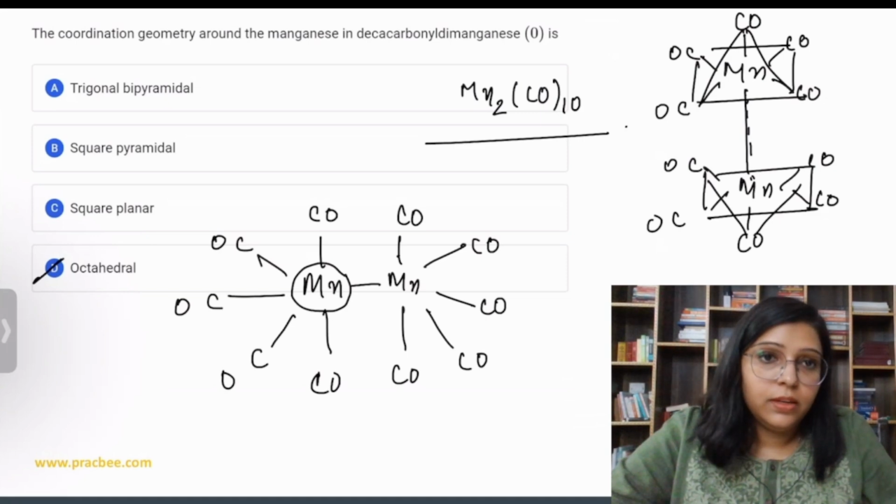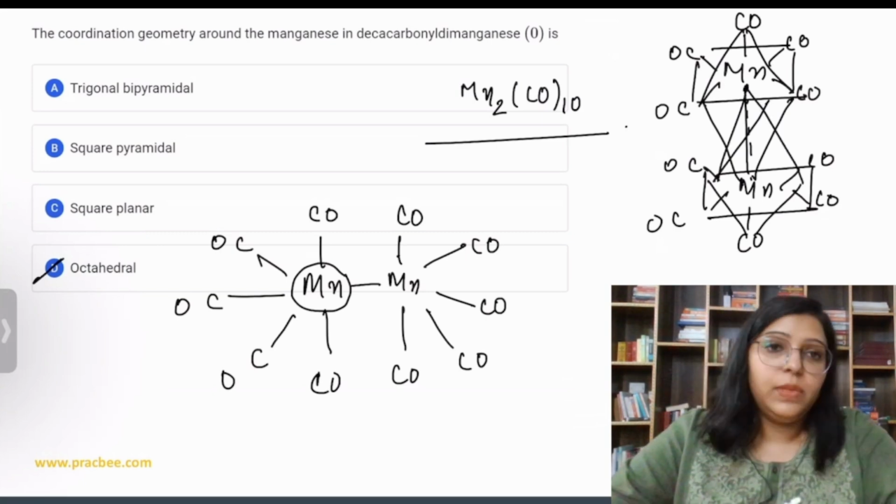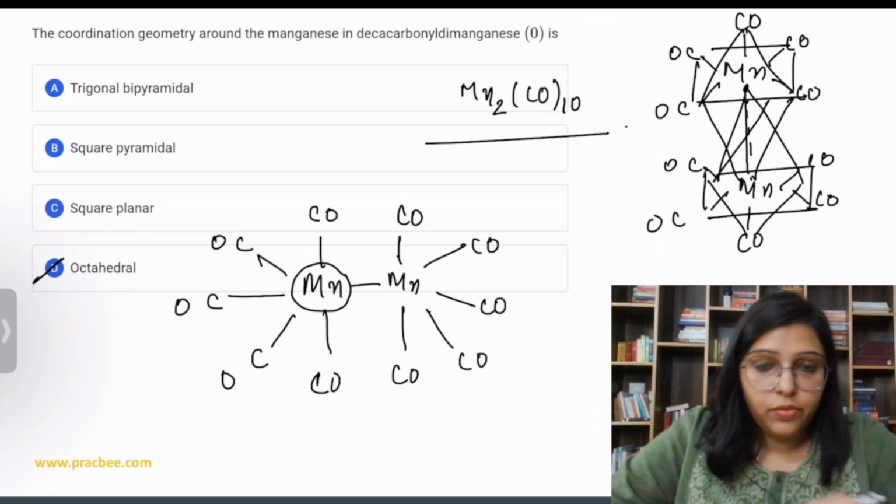Okay, beta, clear? That's it. Okay, so that's two octahedral.